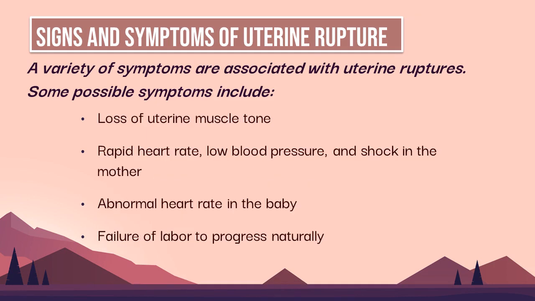scar. To continue, loss of uterine muscle tone, rapid heart rate, low blood pressure and shock in the mother, abnormal heart rate in the baby, and lastly, failure of labor to progress naturally. And these are the signs and symptoms of uterine rupture.